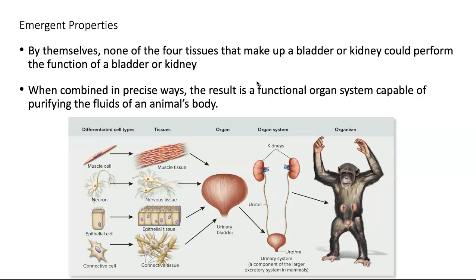So when these individual tissues come together, they can form organs that are specialized, and these individual organs, when they come together, are able to create an organ system that's able to do a job that was previously too complicated to do with any of the parts that I just mentioned by themselves, right? You had to unify them all together, they had to come together. So when combined in precise ways, we can get the actual system that purifies the fluids in an animal's body, which is our urinary system, right?